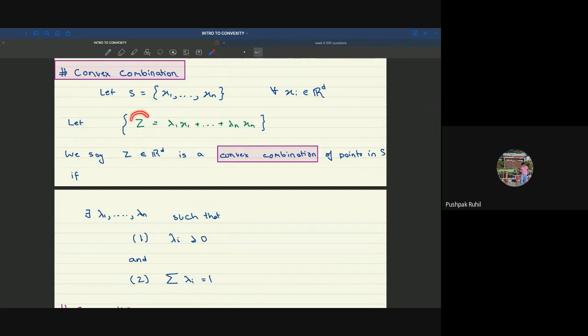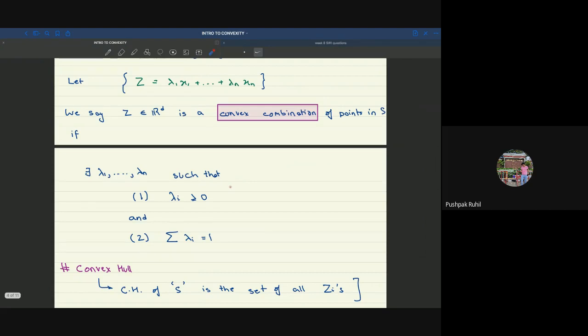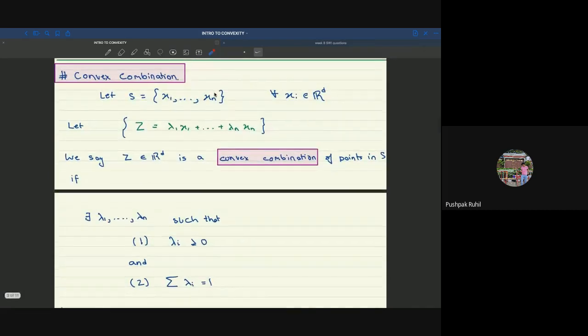So we will say that this particular Z is a convex combination of points in S if these two conditions are satisfied. Basically, your lambda i's need to be more than equal to 0, and the sum of all lambda i's needs to be equal to 1. So if these two conditions hold true, then we will say that this Z, which is the linear combination of points in S, would be a convex combination. This is basically what we mean by convex combination.